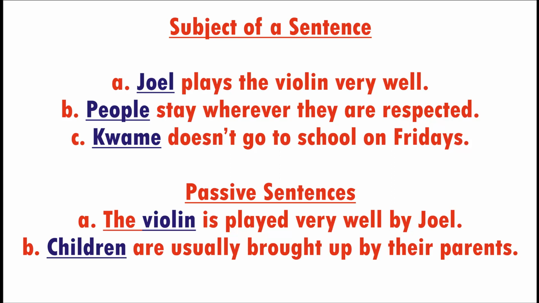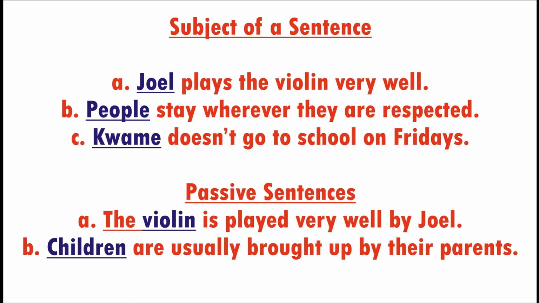Example B, people stay wherever they are respected. Here the subject is people. People comes before the main verb of the sentence, which is stay. Example C, Kwame doesn't go to school on Fridays. Here Kwame is the subject of the sentence, because the whole of the sentence is all about Kwame.